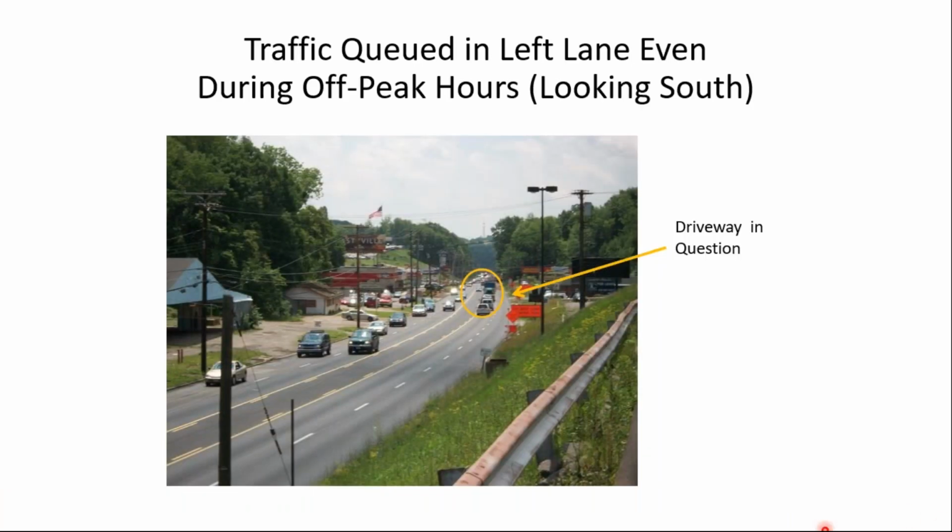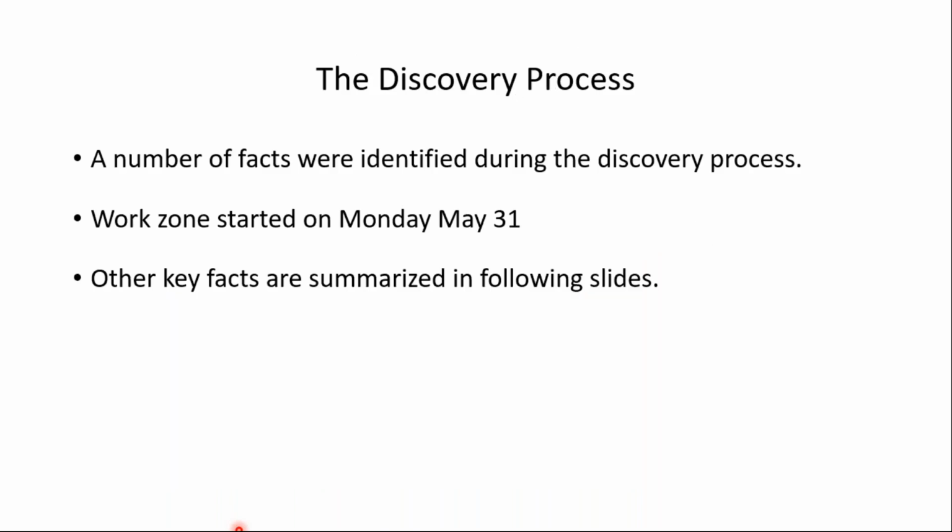And this is a daytime view. Basically, there were queues there constantly. The restaurant is sort of hidden back here, but it was almost always queued up on that roadway. The work zone had started on Monday, May 31st. If you recall, the crash was on June 11th.